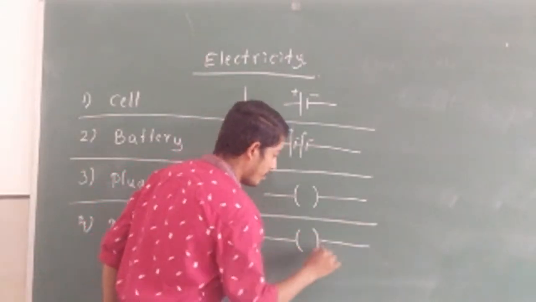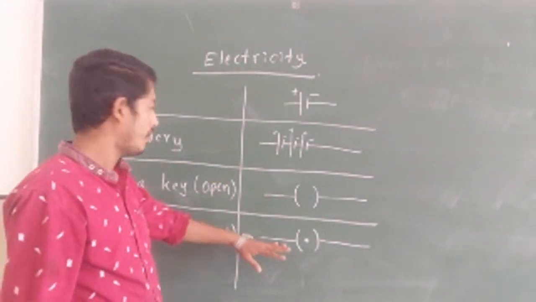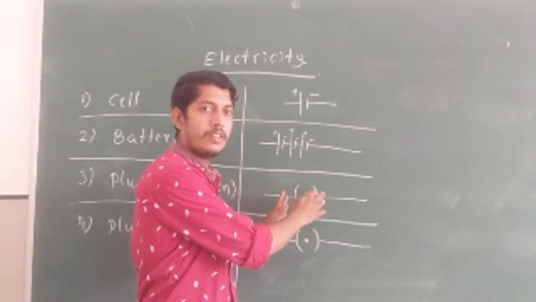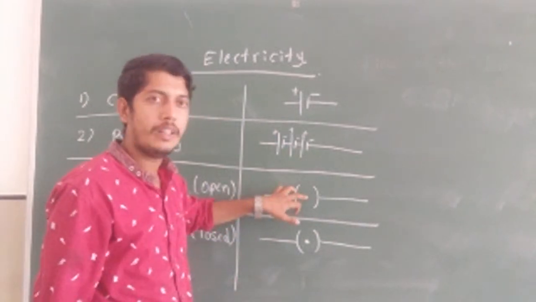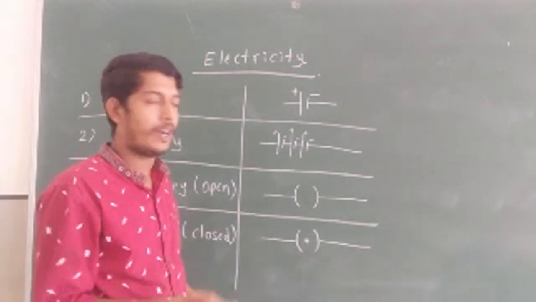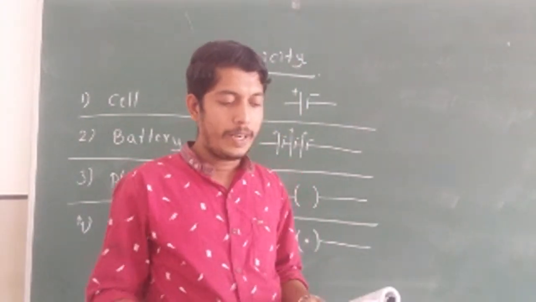Same symbol, but in between we have to put one dot. So for the plug key open, the symbol is the same, and for the plug key closed, also the same. But in the open one, there is no need to put a dot in the center, and in the plug key closed, we have to put one dot. So that is used to represent the plug key open and plug key closed.